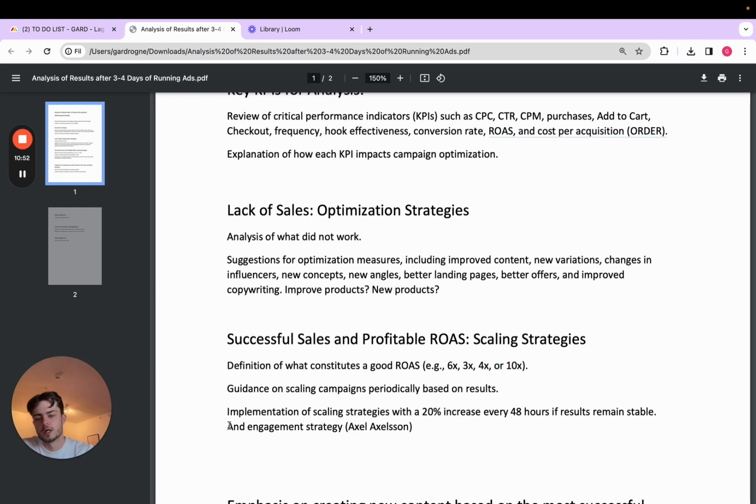Also, a really good scaling strategy, which one of my mentors actually taught me, Axelsson, is a really good advertiser, and you guys should absolutely check him out. You take your conversion campaign, your ad campaign, and your specific ad. You take the post ID of that ad, and you make it an engagement ad, and you take the post ID into a purchase campaign as well. So you have two campaigns, one for purchases and one for engagement.